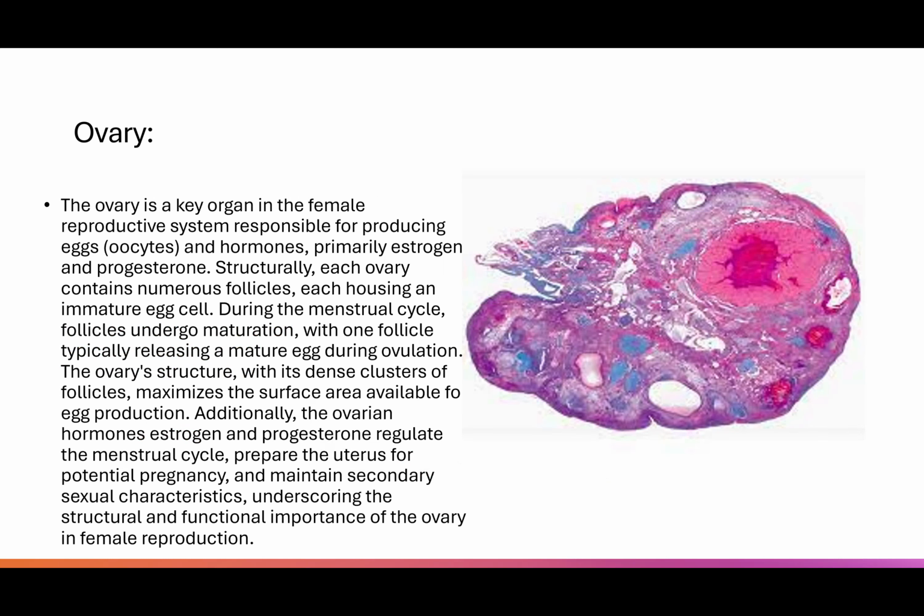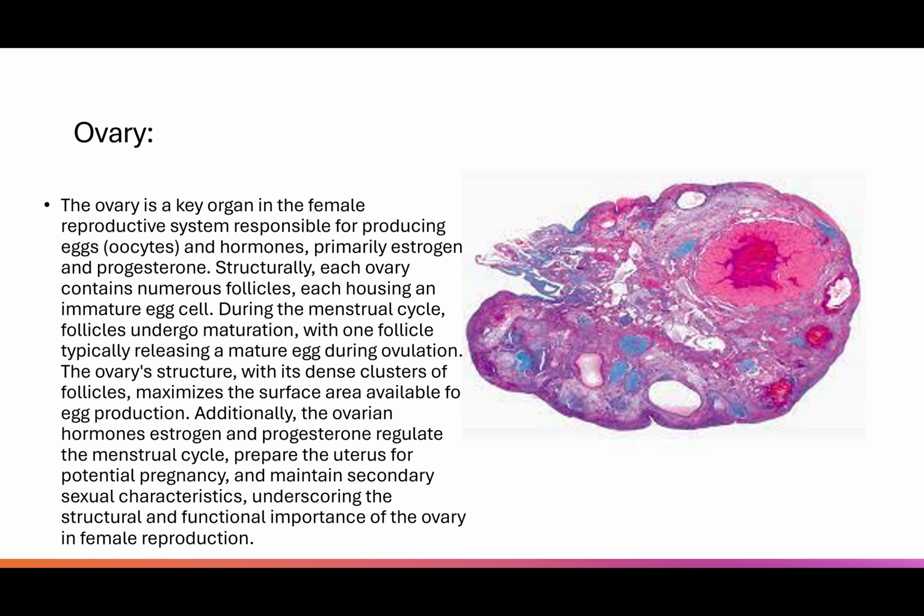The ovary. So it's a key gonad, right? It's a key organ within the system that produces our oocytes and releases hormones, but primarily estrogen, right? And progesterone, right? For different types of purposes, which we will look at. Structurally, each ovary contains numerous follicles, each housing an immature egg cell. During the menstrual cycle, the follicle undergoes maturation, with one follicle typically releasing a mature egg during ovulation.